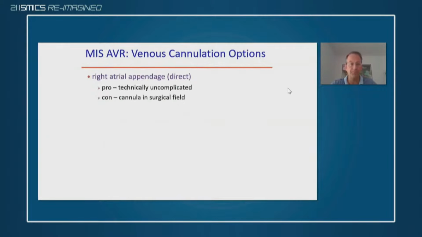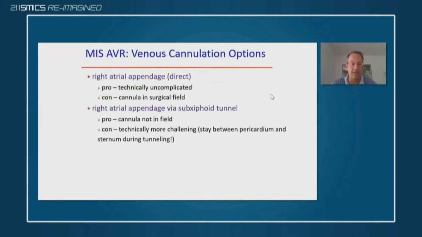This is very helpful. Venous cannulation options: you can cannulate the right atrial appendage directly, especially through the upper hemisternotomy. It's uncomplicated, but the disadvantage is that the cannula lies in your surgical field the entire time. You can also do a subxiphoid tunnel and then cannulate the appendage so that the cannula is no longer in your field. But this is technically more challenging, and it's important to stay between the pericardium and the sternum in order to avoid injuring any surrounding structures.